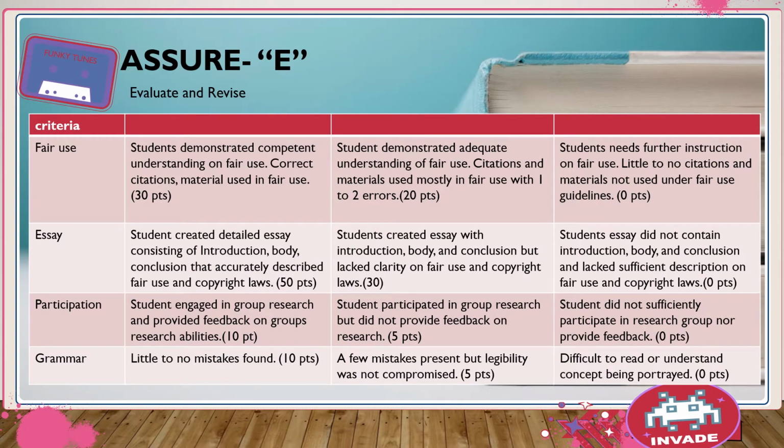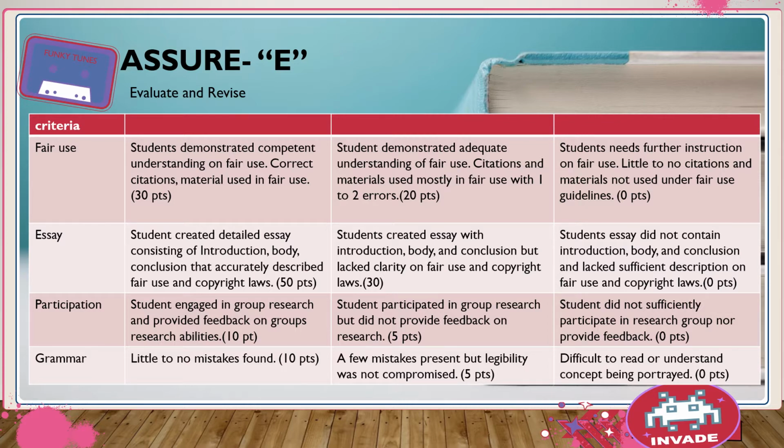This is a simple rubric that I designed for the evaluate and revise step of the Assure model. I have 4 different criteria, which is demonstration of fair use, the essay itself, participation, and grammar. For the fair use, I have whether students can demonstrate a competent understanding of the fair use rules, and correct citations and materials are used. That's for 30 points.